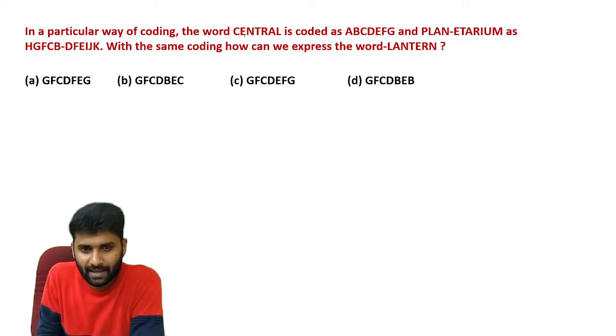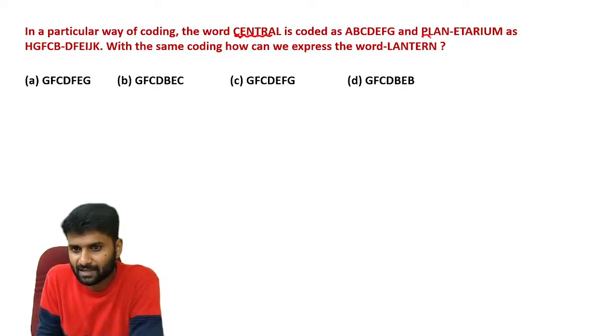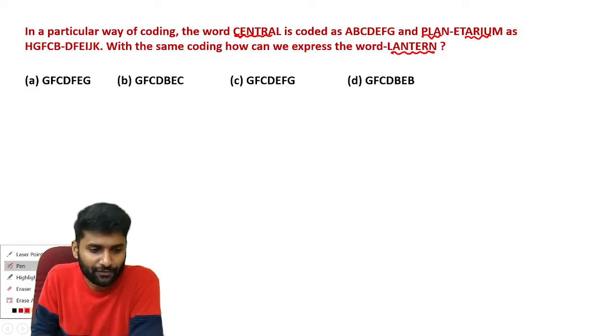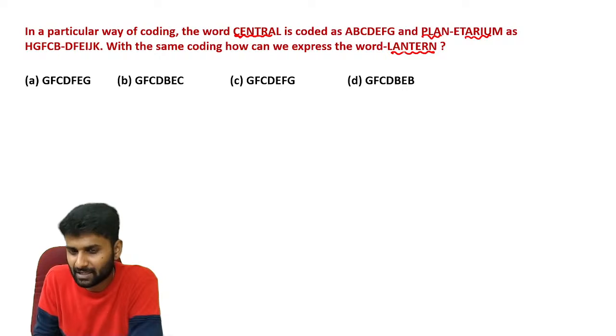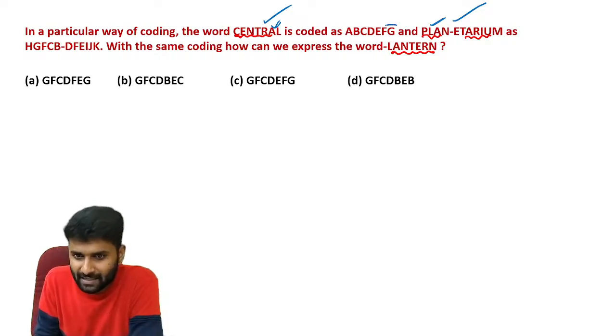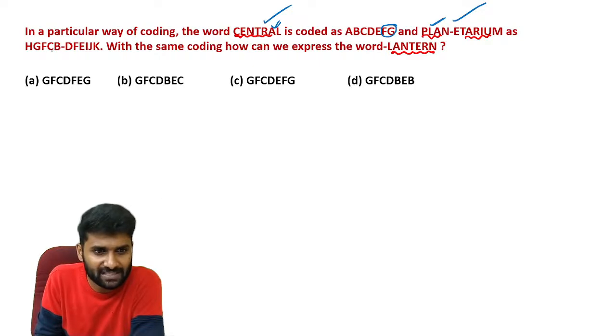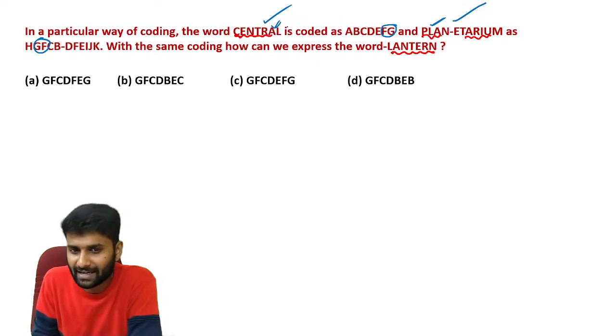Now see guys, in this particular word central, they have given plan atrium. Then you have to identify lantern. I told you, if you want to find any logic in this question, verify whether these letters are repeated in the given code. Yes, you can see LA, LA here. So let's check the code for LA. In this information, FG, definitely this is GF. So you can code it directly guys. A is coded as F, L is coded as G.